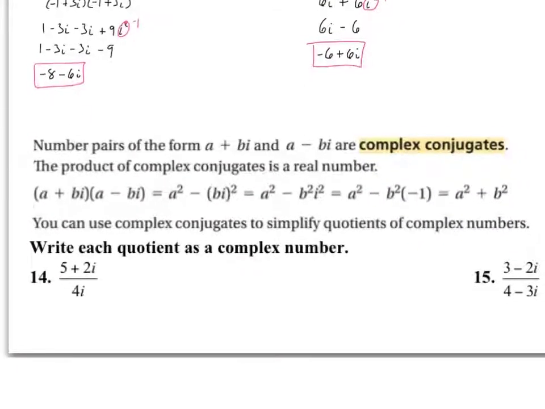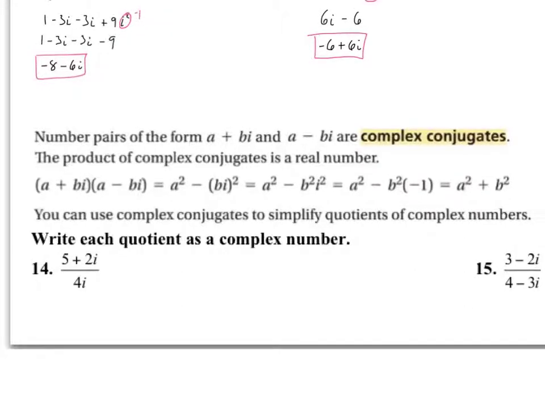That's where conjugates come into play. Now, conjugate is just a $1,000 word that all it means is that we change the sign in a complex number. So, for example, here they have a plus bi. There's our complex number. The conjugate of that is just a minus bi. Notice the a didn't change. A does not go from positive to negative. The only thing that changes is the sign in the middle. That's a conjugate.